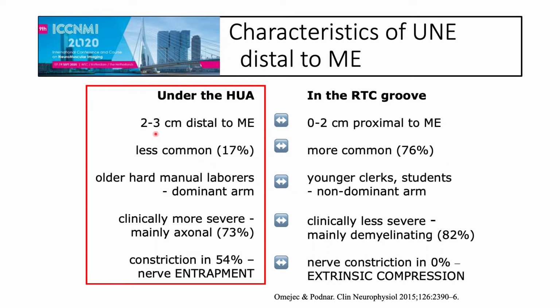So this is 2 or 3 centimeters distal to the medial epicondyle. It is less common. It occurs in older hard manual laborers and affects the dominant arm. It is clinically more severe. It is mainly axonal, and you can find the constriction in more than half of these arms.